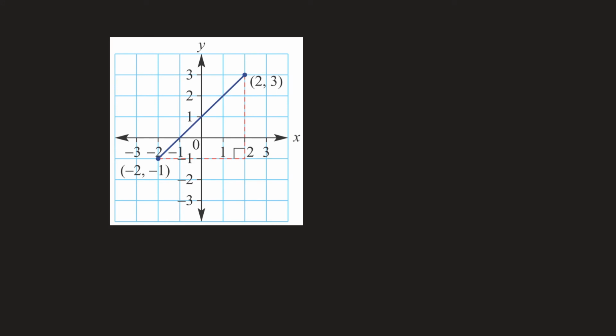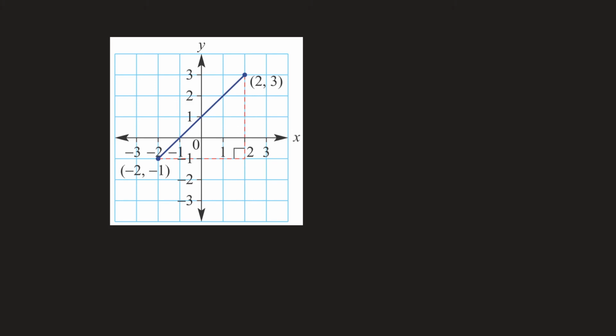We're given the interval here, (-2, -1) and (2, 3). And what we're going to actually determine is the distance between those 2 points. So right now, there's a dotted line that's been formed, and there's a right-angled triangle. So what we can actually do is utilize Pythagoras' Theorem to help us find the distance of this line, as it is the hypotenuse.